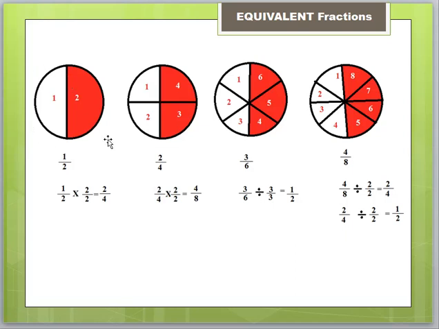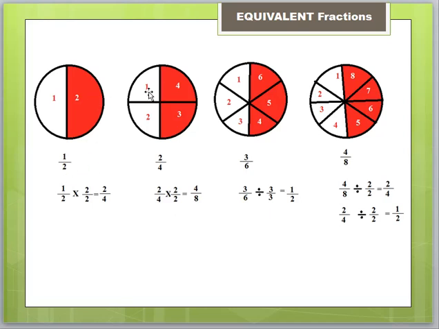So here we have one circle which has been divided in half. So 1 and 2, half of the figure has been shaded. So one portion is shaded, and the total number of divisions will be in the denominator, 1 upon 2.